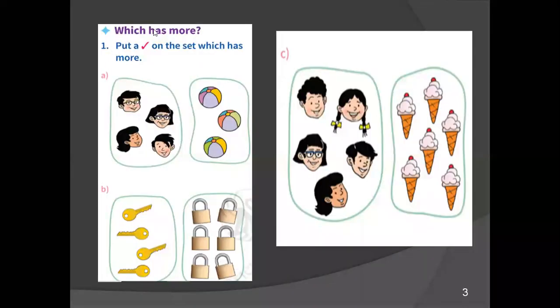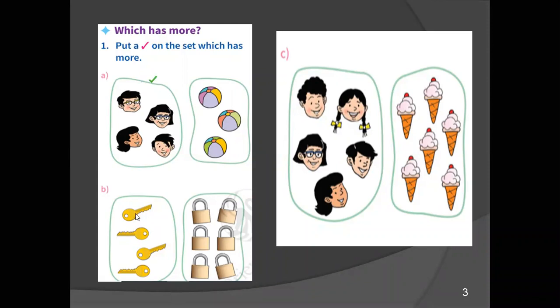Now we will see which has more. Put a tick on the set which has more. This is one set and this is one set. See, this is one set. How many are there? 1, 2, 3, 4. Here, how many balls are there? 1, 2, 3. Which is more? 4 or 3? 4 is more, no? So, we have to put a tick on the set which is more.